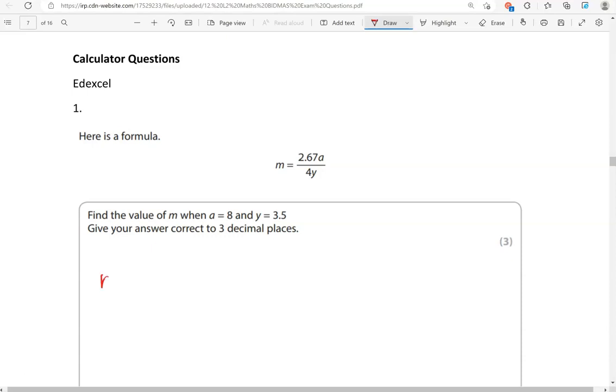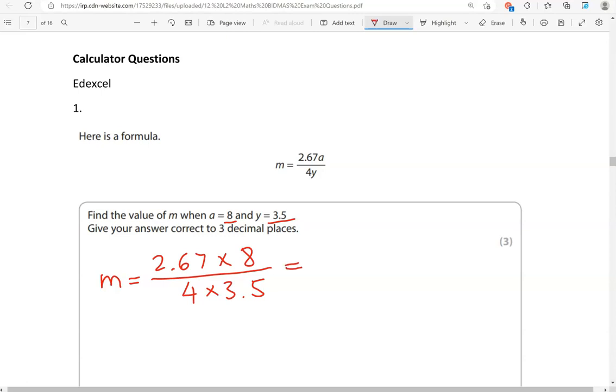So we'll rewrite this as m is equal to 2.67a. So that means times a. If there is no operation, it always means multiplication. So times a, which is equal to 8, and that's all divided by 4y, 4 lots of y, and y is 3.5. So we'll treat this like a fraction because it is a fraction.